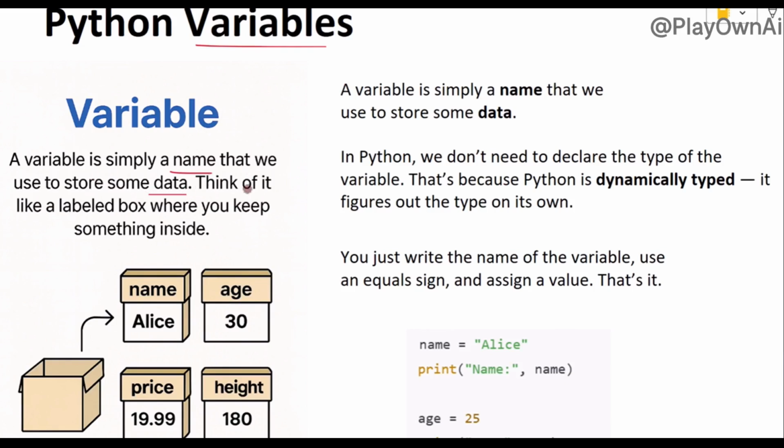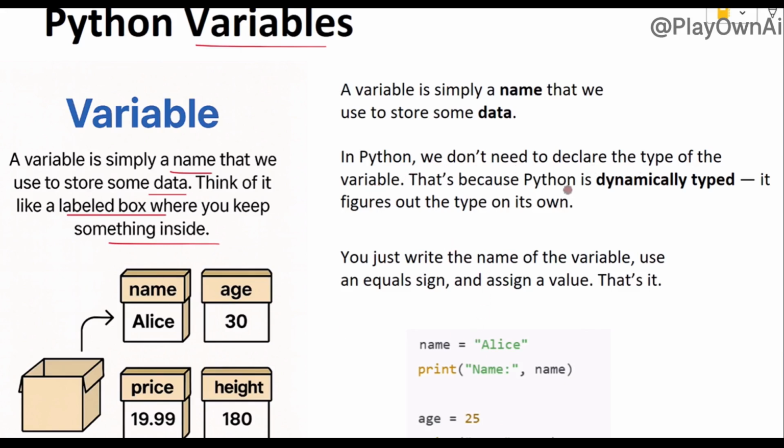A variable is simply a name that we use to store some data. Think of it like a labeled box where you keep something inside. You can open it, change it, or use what's inside whenever you want. For example, if you want to store a person's name or their age or a price, you don't want to hard code that everywhere in your program. Instead, you assign it to a variable and use that variable.